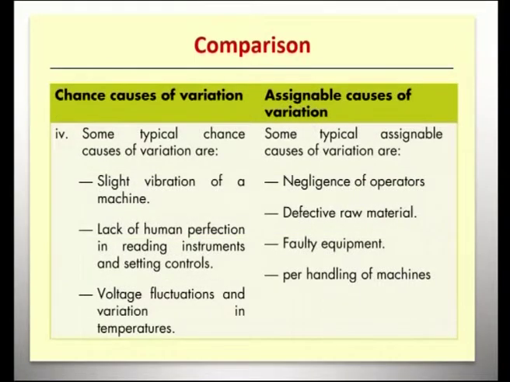Some typical chance causes of variation are slight vibration of a machine, lack of human perfection in reading instruments or setting controls, and voltage fluctuations or variation in temperature. Whereas typical assignable causes of variation are negligence of the operator, defective raw material, faulty equipment, and mishandling of machines.